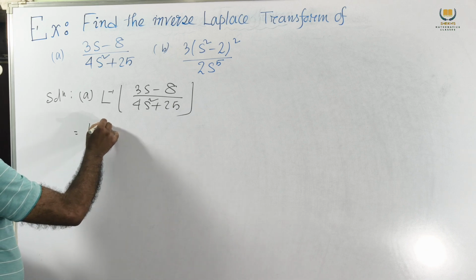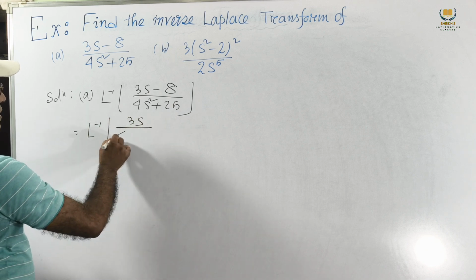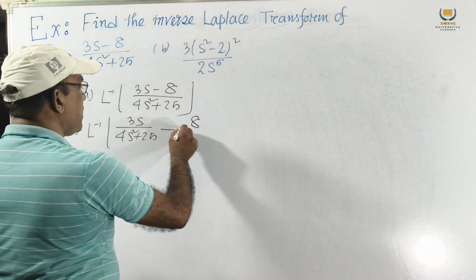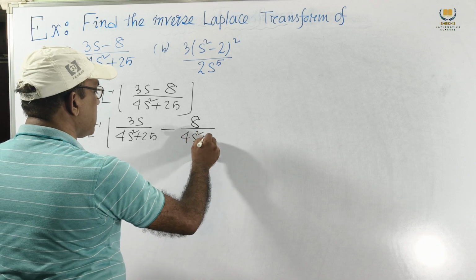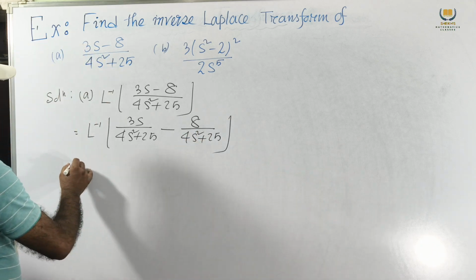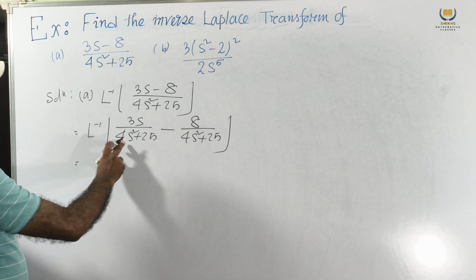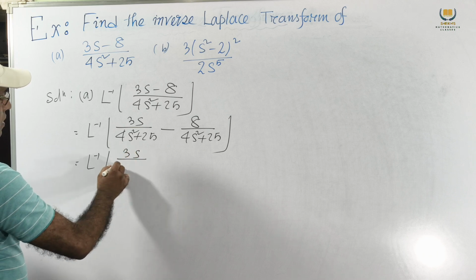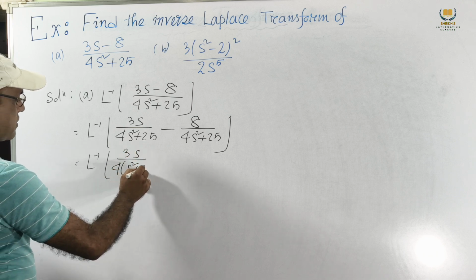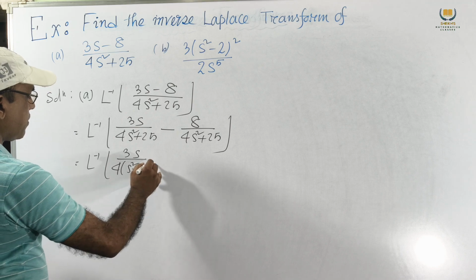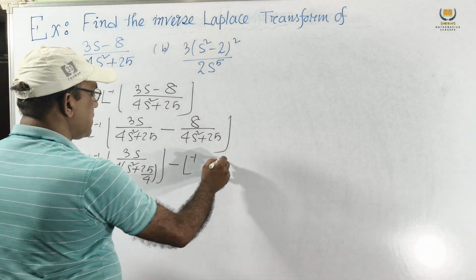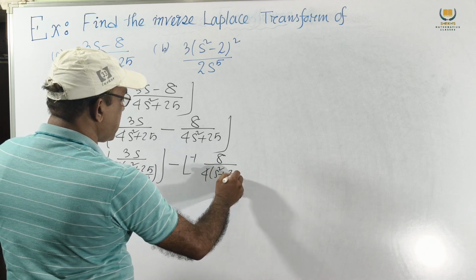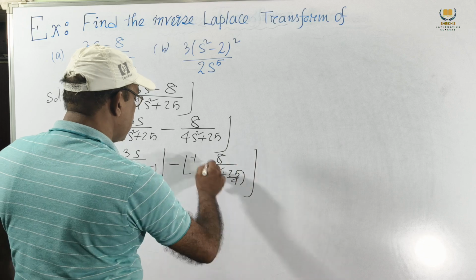First we separate this: 3s by 4s square plus 25 minus 8 by 4s square plus 25. And first the target is that the s square coefficient should be 1. So L inverse of 3s by 4 common, then s square plus 25 by 4, and L inverse of 8, this is 4 common, then s square plus 25 by 4. We get this one.